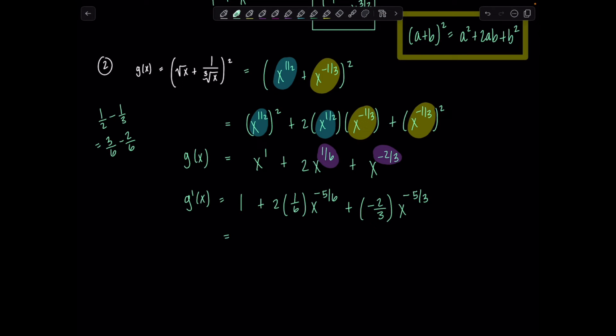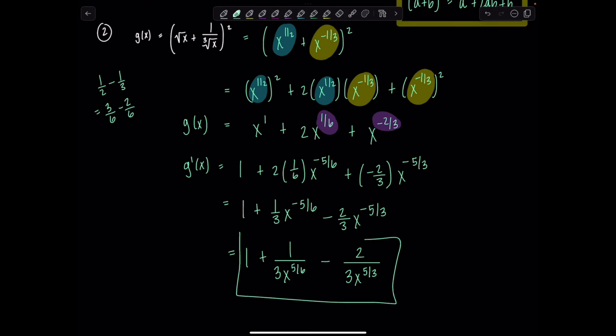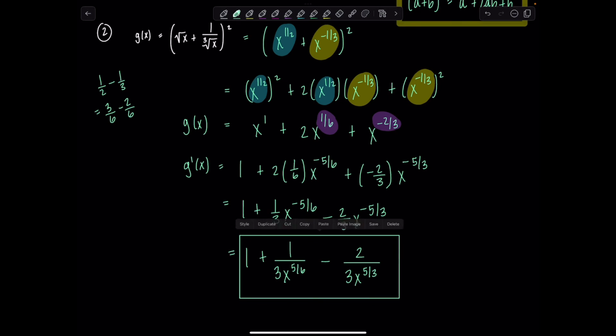Okay, let's clean up a wee bit more. This is 1 plus 1/3 x to the negative 5/6 minus 2/3 x to the negative 5/3. And then probably we should just put all the negative exponents in the denominator. So 1 plus 1 over 3x to the 5/6 minus 2 over 3x to the 5/3. Good? Okay, beautiful. Let's practice some more.